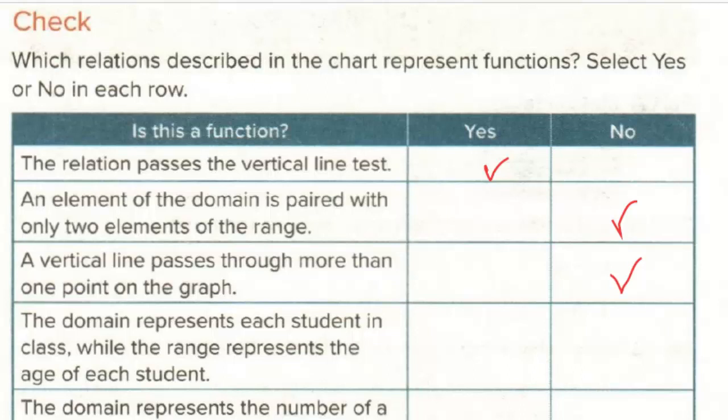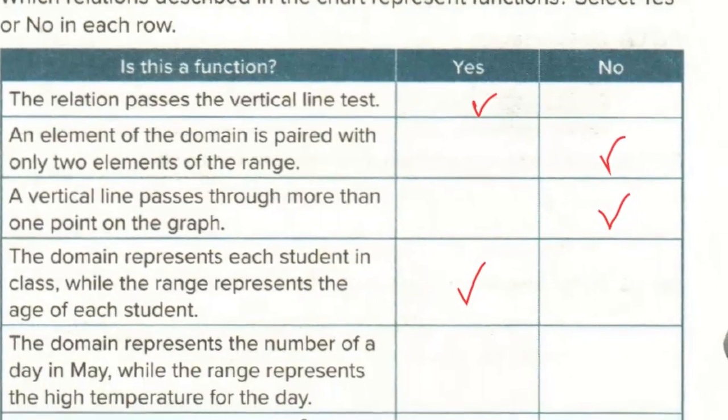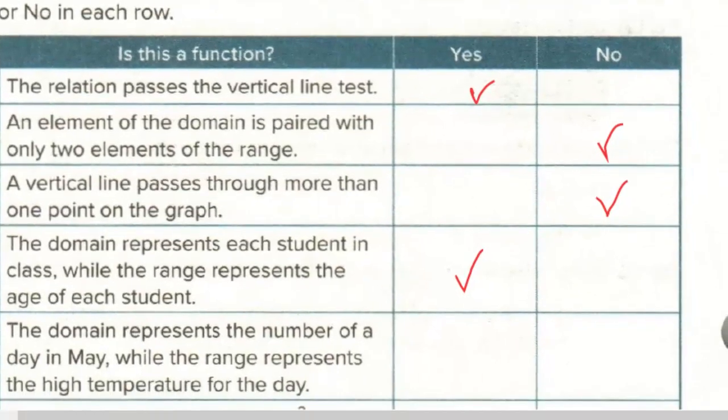The domain represents each student in a class, while the range represents the age of the student. Well, each student only matches one age, so yes, that would be a function. The domain represents the number of a day in May, while the range represents a high temperature for that day. So let's say we look at May 5th, there can only be one high temperature for that day. And for May 6th, there can only be one high temperature. So this would have to be, yes, a function, 1 to 1.